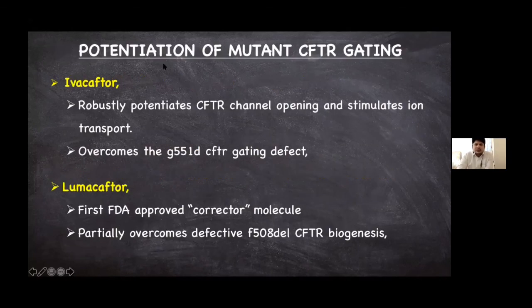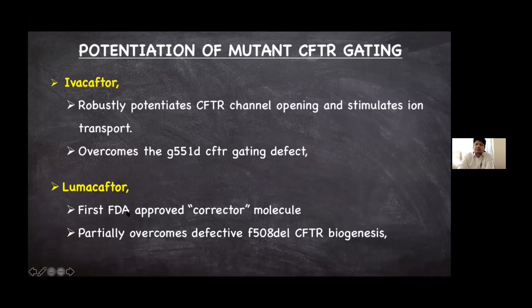Now, this is a new therapy, obviously not available in India, but there are drugs called ivacaftor and lumacaftor. These are both very repeatedly asked in MCQs. What they do is they actually open the CFTR channel, which is affected in cystic fibrosis. So it potentiates CFTR channel opening and stimulates ion transport. It overcomes the G551D CFTR gating defect. So that is the importance of doing the proper genetic analysis: what is the exact problem? If this is the problem, ivacaftor can be your drug of choice, which can save the patient from further damage in the lung and from transplant.